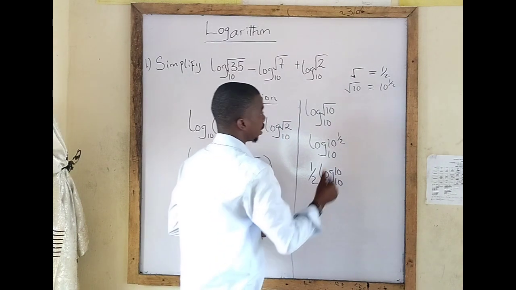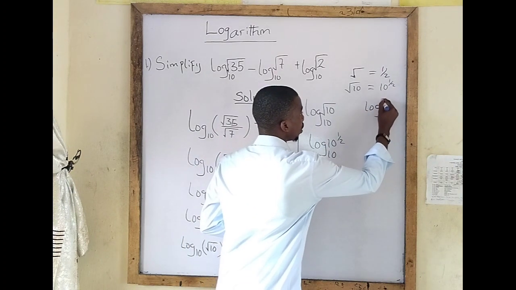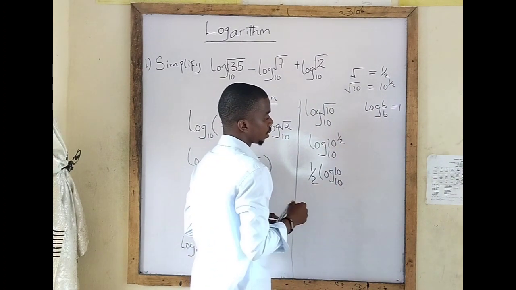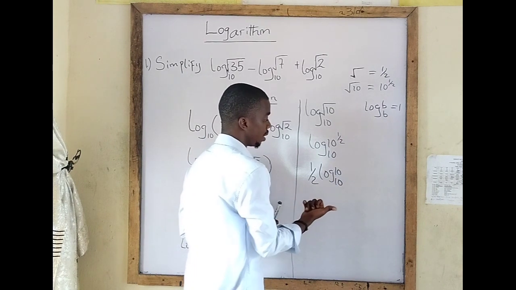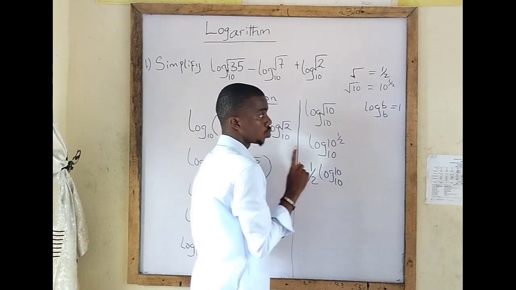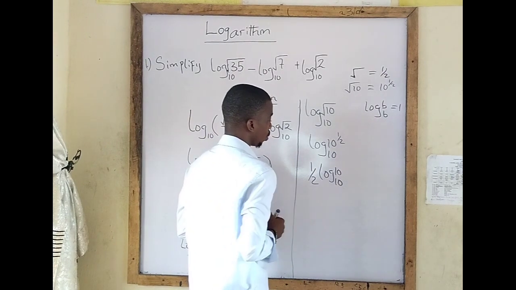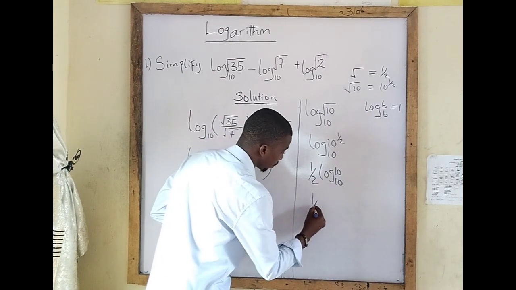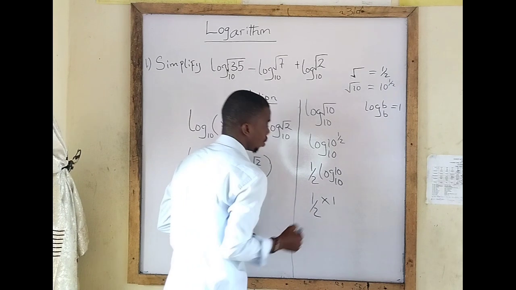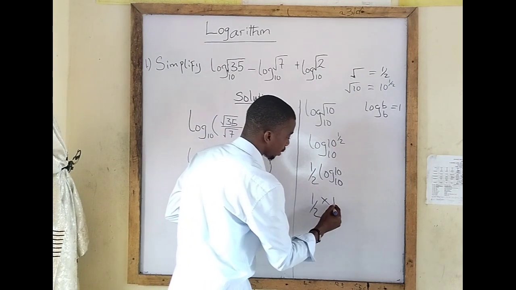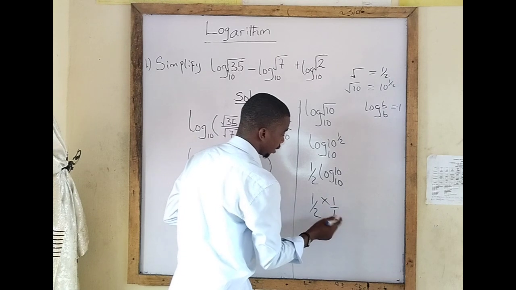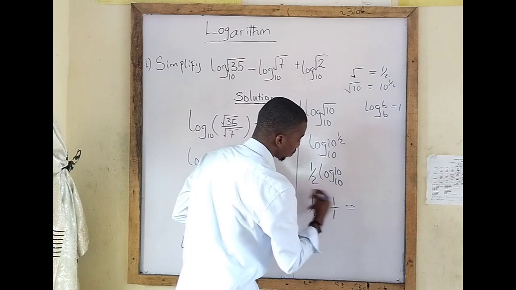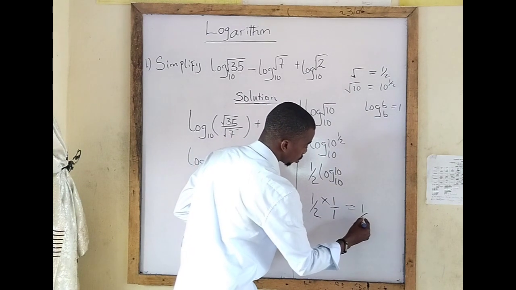We know that log b to base b is equal to 1. Any log that has the same number as its base is equal to 1. Log to its own base is 1. So log 10 to base 10 is equal to 1. So we have a half times 1. If we put this as a fraction, 1 times 1 is equal to 1, and 2 times 1 is equal to 2.